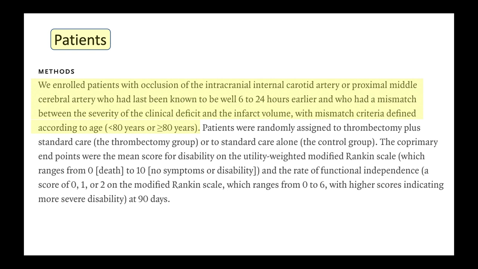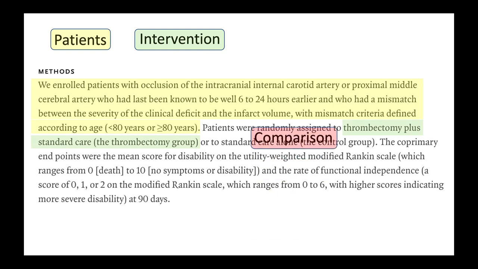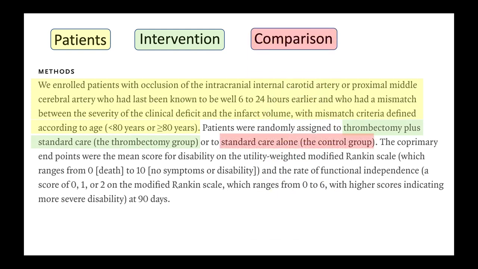So this is a very specific set of patients, an ischemic stroke set of patients with specific findings on their brain imaging. So these are the patients in our PICO mnemonic. How about the intervention? In this case, the intervention was thrombectomy plus standard care. And remember, thrombectomy was going inside the vessel and removing this blood clot from the occluded vessel. Comparison, standard care alone or the control group, and O is for outcome.